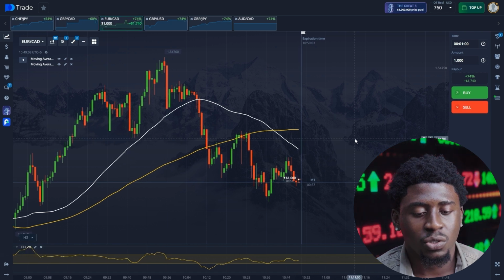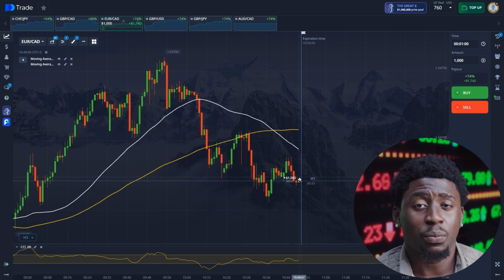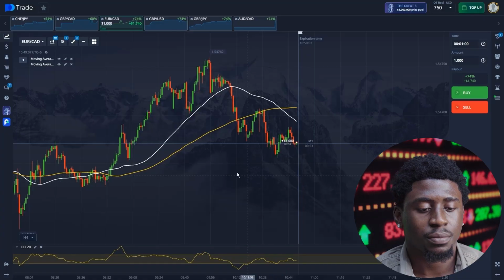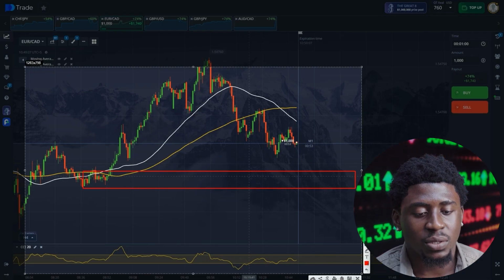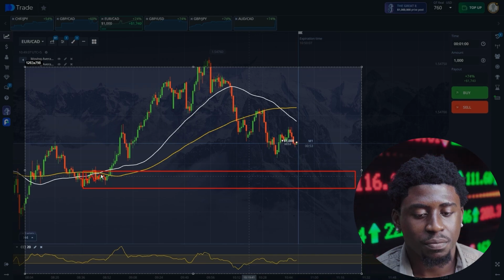The market shows no sign of reversing, so we are capitalizing on this opportunity. Key level alert. This is where price previously bounced and now the asset is falling right towards it.